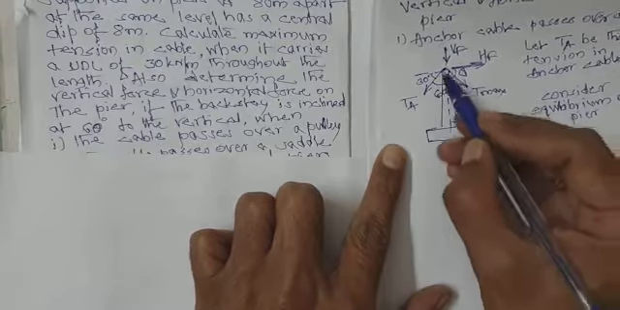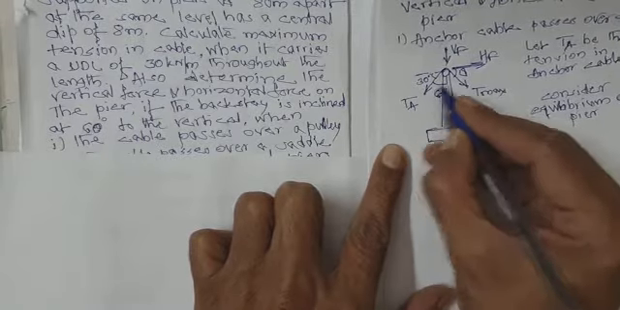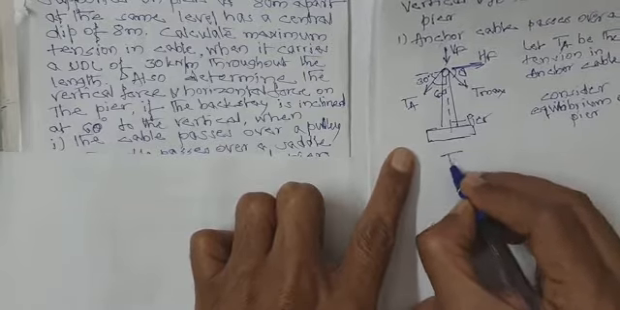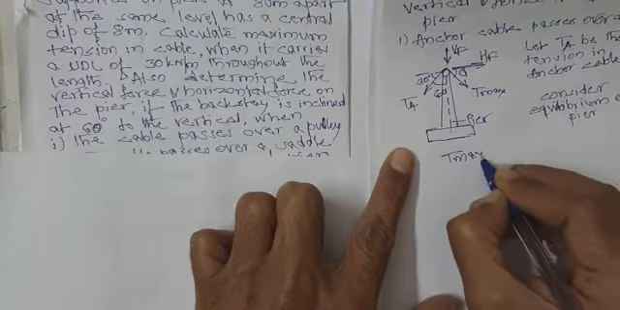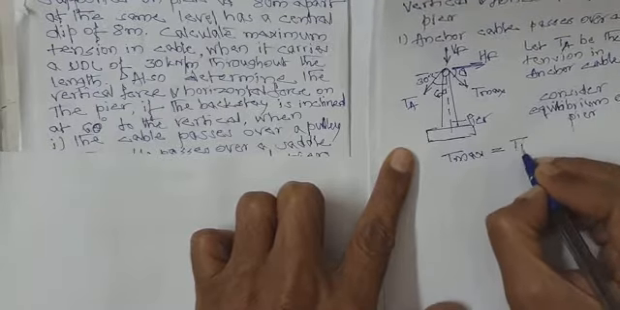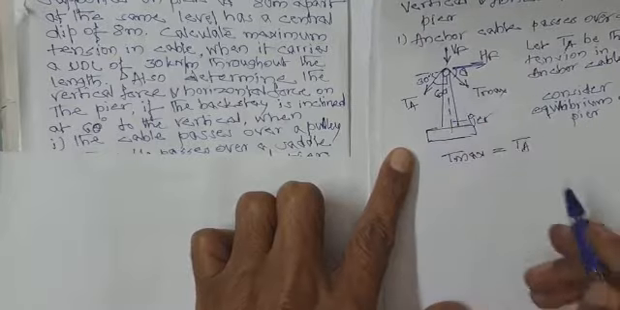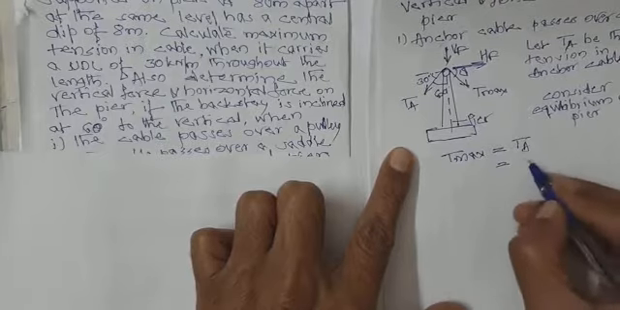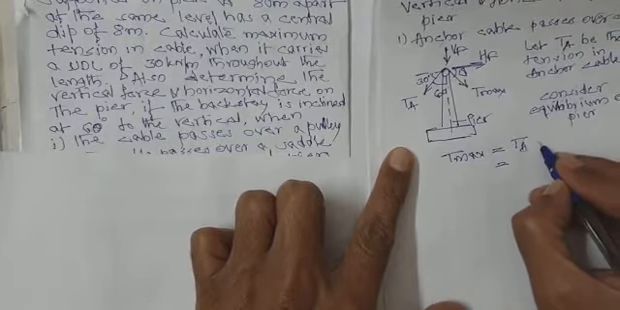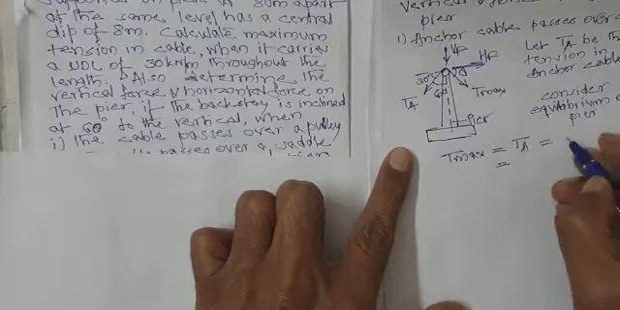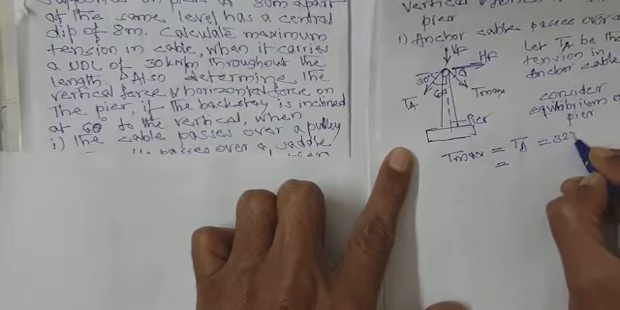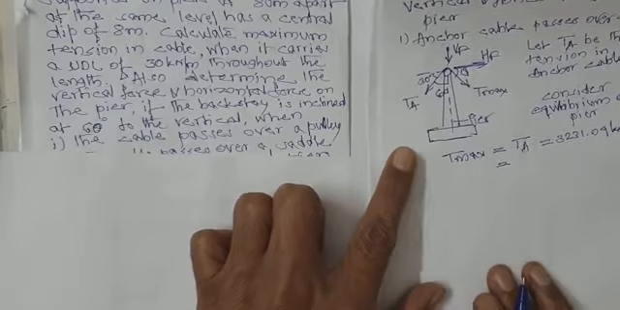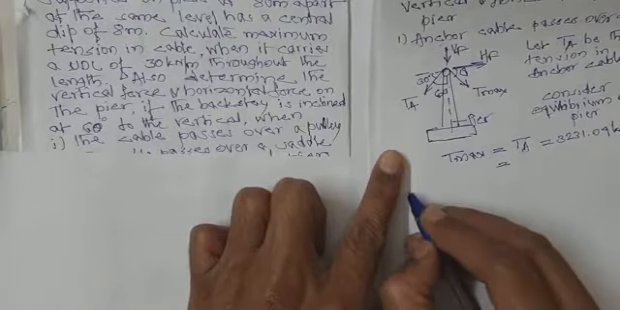What is TA? As it is passing over the pulley, you know that the tension on either side must be the same. That is, as it passes over the pulley, T maximum must be equal to TA, because with a pulley the tension on either side must be the same. Already T maximum has been calculated. Therefore, T maximum is equal to TA, which is 3231.09 kilonewton.